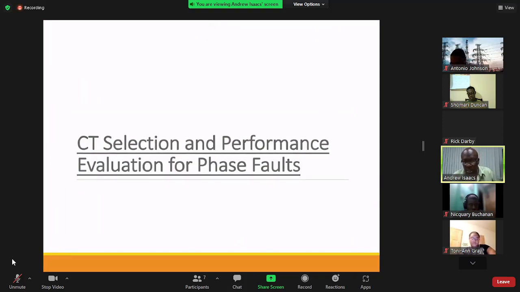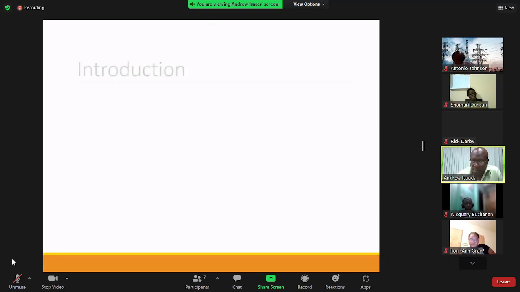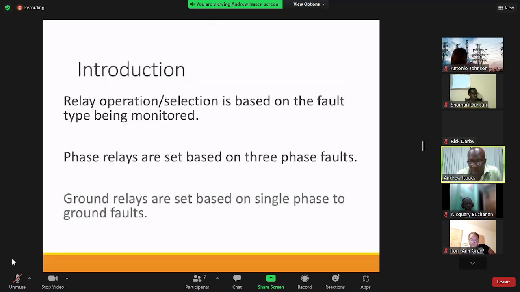All right. So we talk about CT selection and performance evaluation for field funds. A lot of what we just spoke about, we'll go through in looking at whether or not a CT can handle a particular operation. Some of the things I mentioned, we have not gotten into as yet, in terms of how relays operate, but you'll catch up. In terms of how we select relays and how they operate, that's all based on the type of fault we're monitoring. So, phase relays are set based on three phase faults.